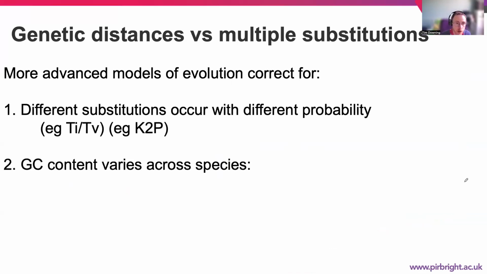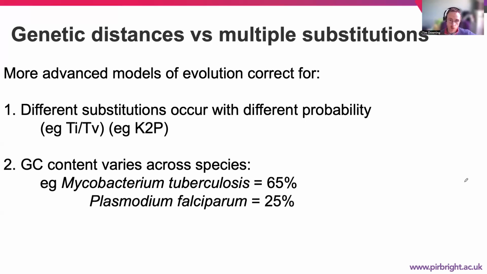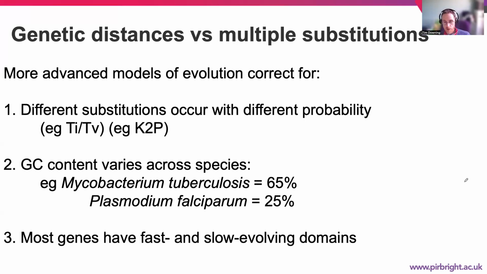We can also think about GC content, which varies across different species. Mycobacterium tuberculosis has very high GC, whereas Plasmodium falciparum has very low GC, is very AT rich. And that's why it's hard to sequence Plasmodium falciparum. We are also aware that many genes have regions that are highly conserved or indeed that evolve quickly.